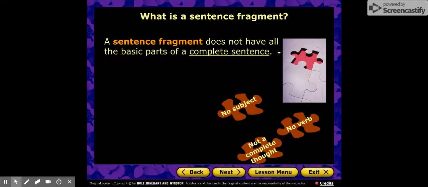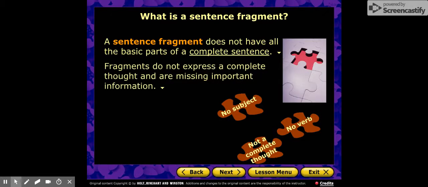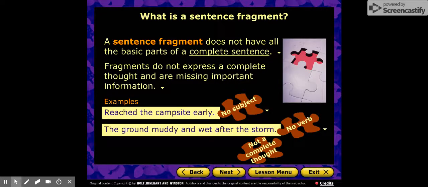A sentence fragment, so here's your definition for your notes. A sentence fragment does not have all the basic parts of a complete sentence. They don't express a complete thought on their own. They're missing something important. Reached the campsite early.